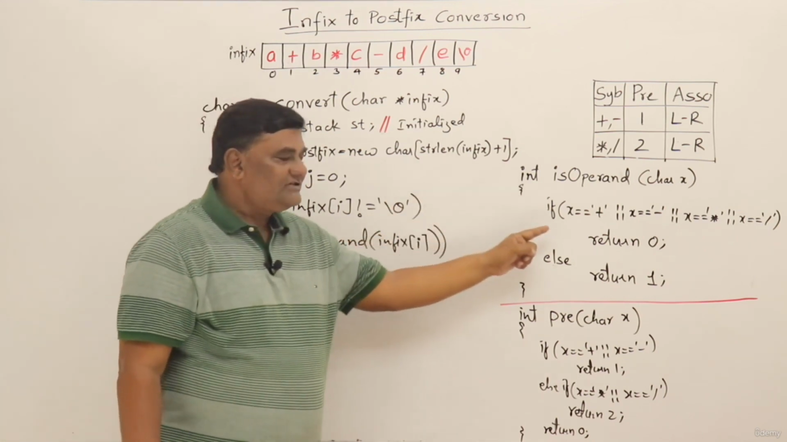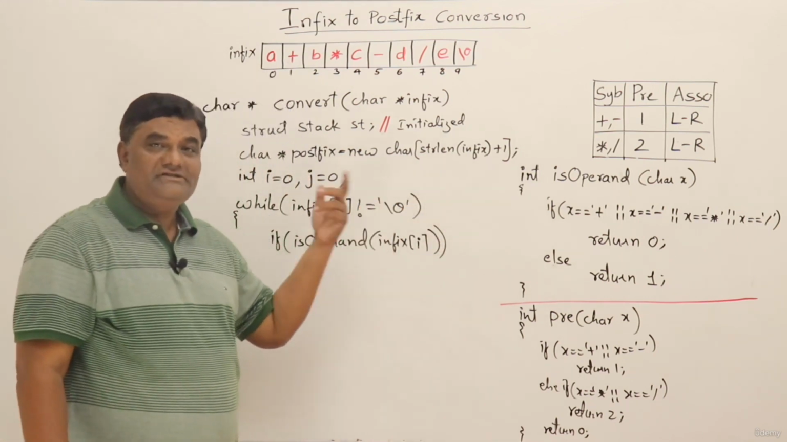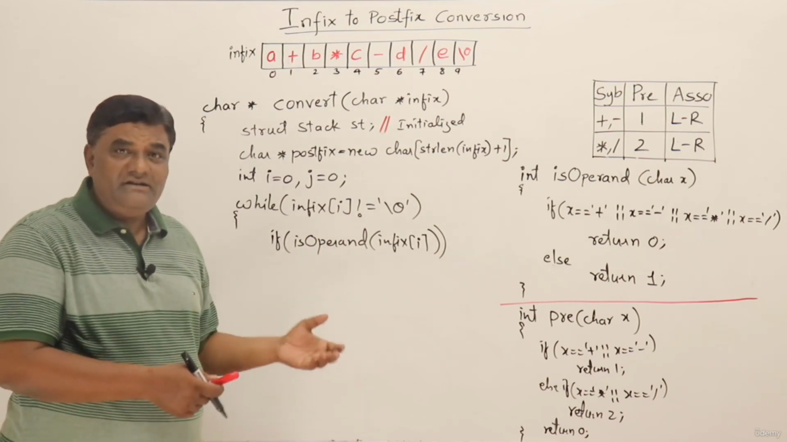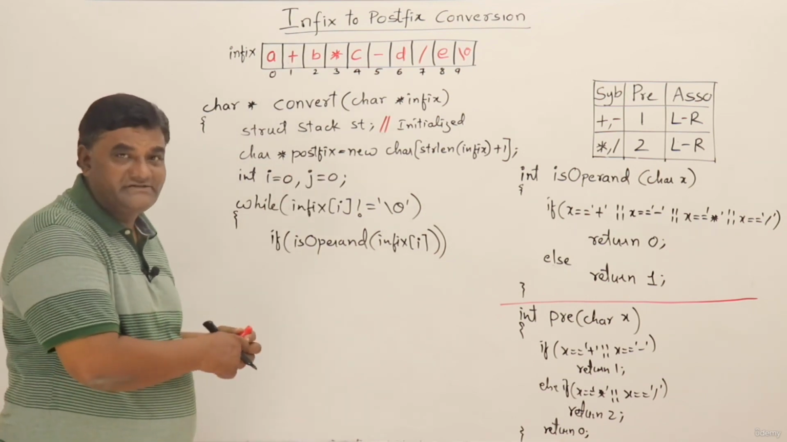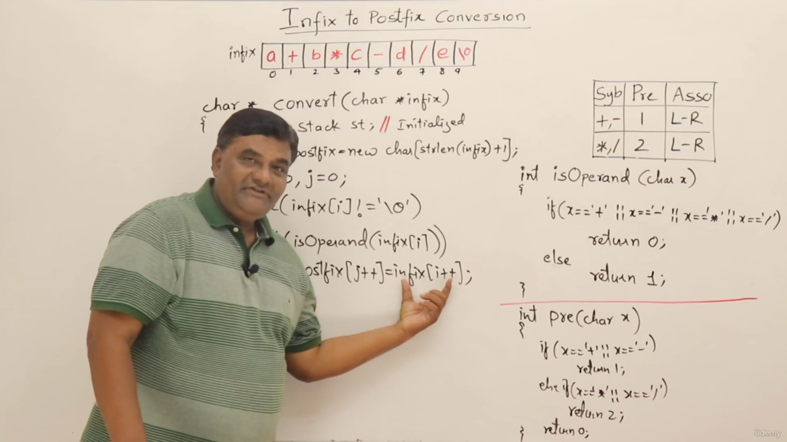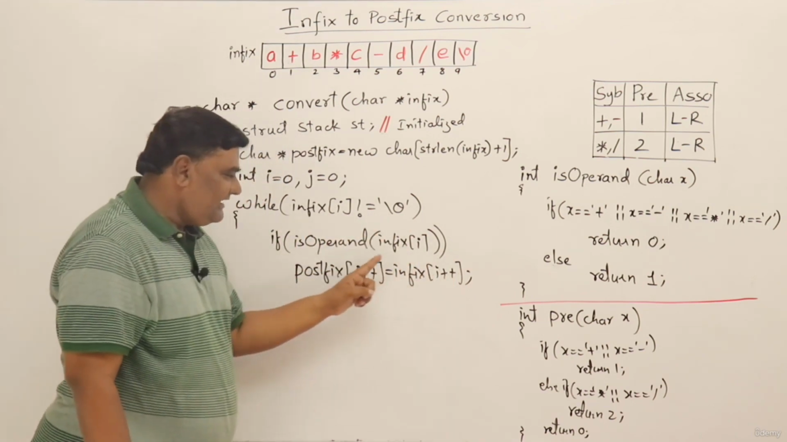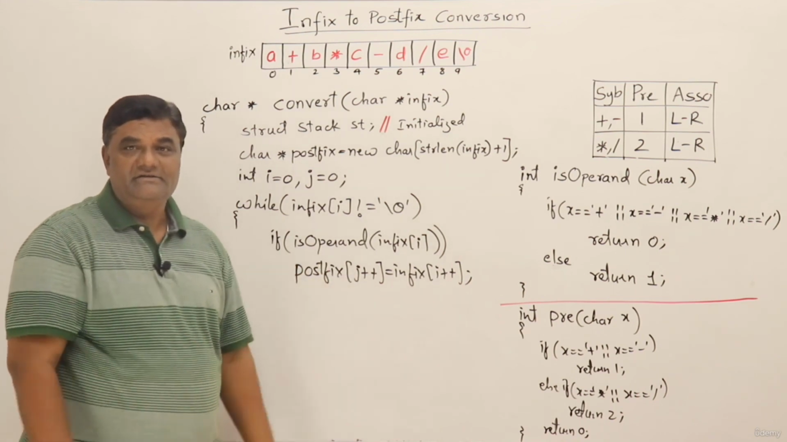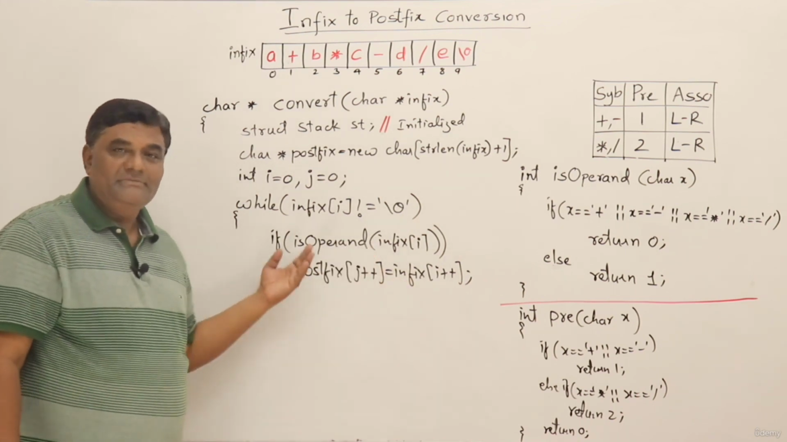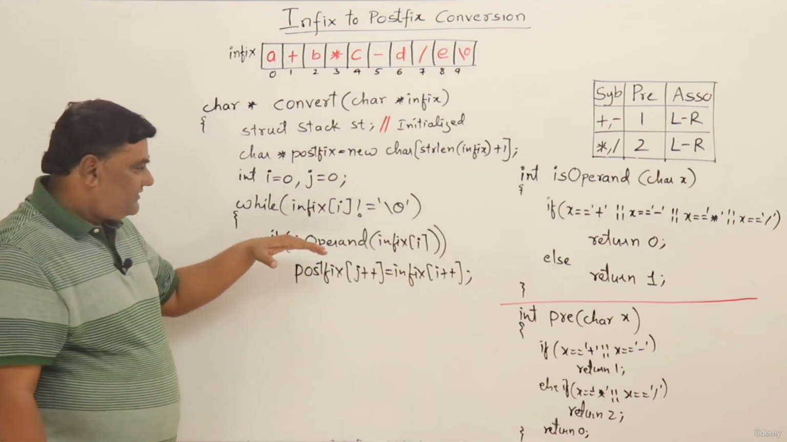I'm sending it to this function. So this function returns true if it is an operand. And if it is an operand, then directly I should send it to postfix. So the symbol of infix expression should be stored in postfix and index i and j both should be incremented. So copying that symbol here, if it is an operand.